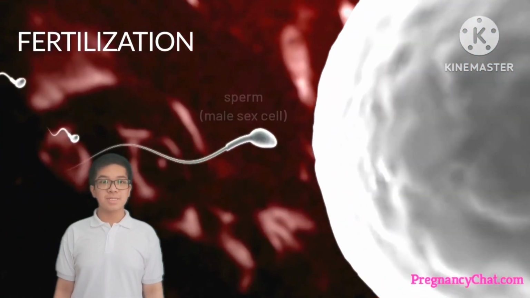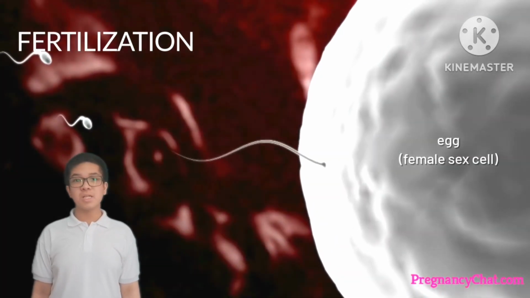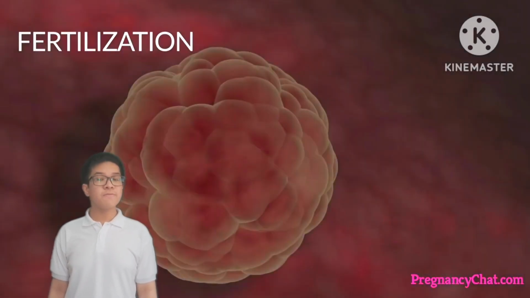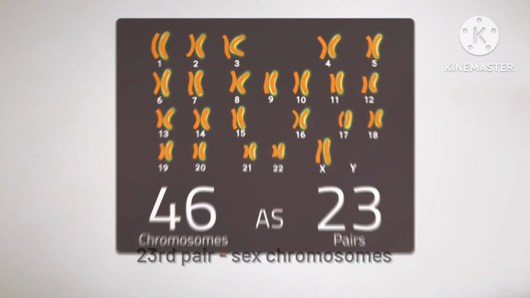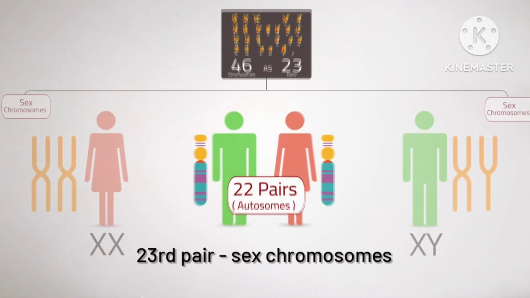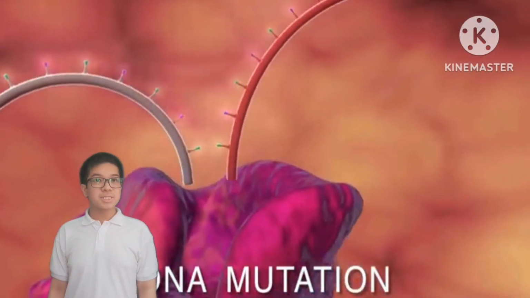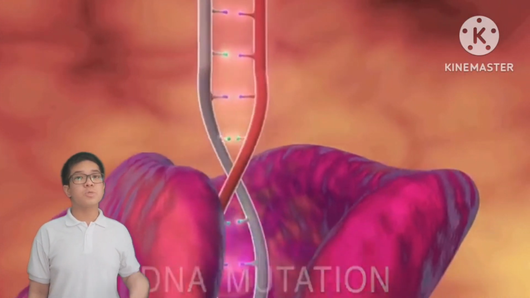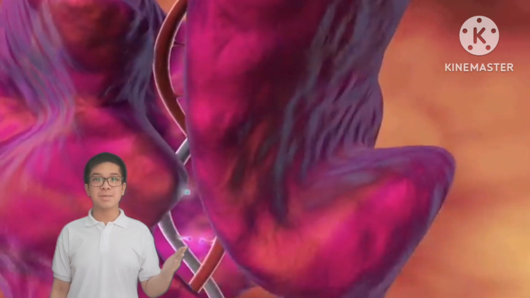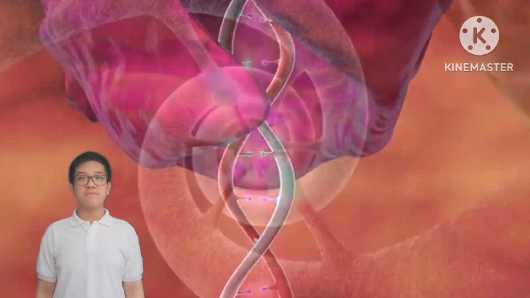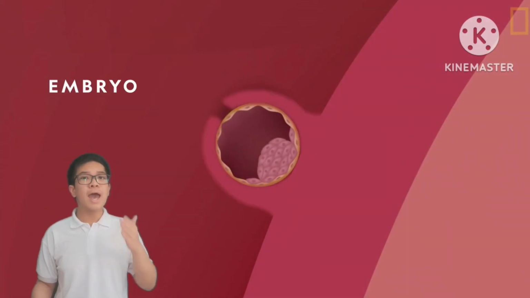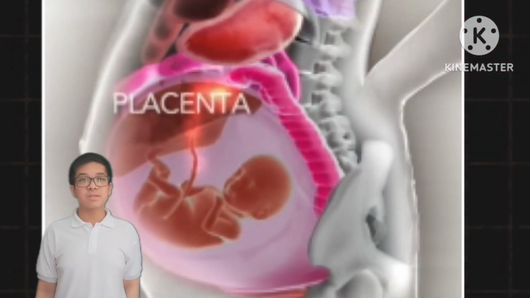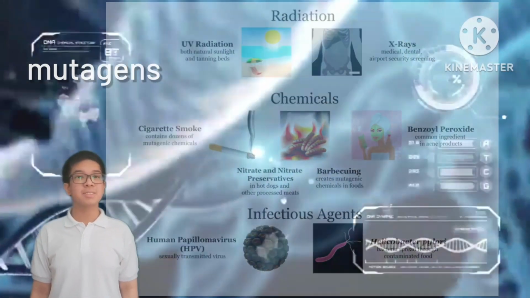Life begins at fertilization, the union of male and female gametes, and forms a single fertilized egg cell called the zygote, which inherits the 23 pairs of chromosomes from the mother and father's DNA. Mutations can alter gene activity, resulting in new or advantageous traits, making mutation a fundamental force of evolution. These can happen during development or after birth, caused by environmental factors known as mutagens.